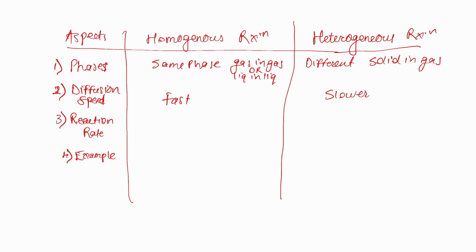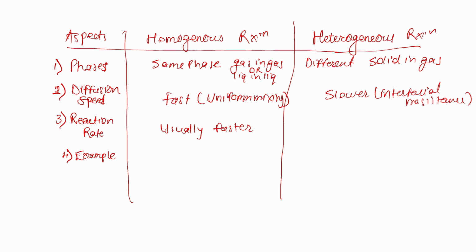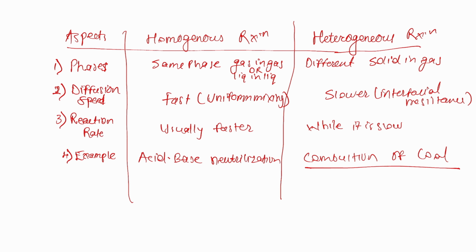Also, in case of homogeneous, uniform mixing is there, and in case of heterogeneous, interfacial resistance is present. Now, reaction rate of homogeneous is usually faster, while it is slow in case of heterogeneous. An example of homogeneous reaction would be acid base neutralization, and for heterogeneous it would be combustion of coal.